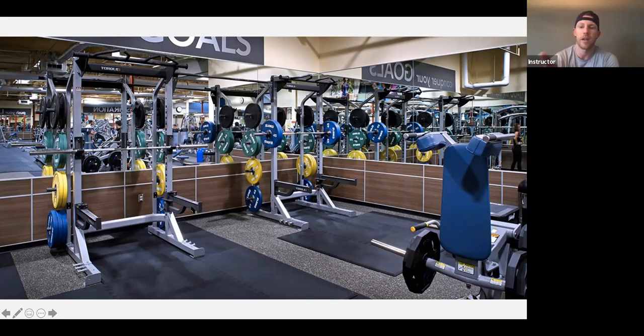Now, I know I said keep things that require a spotter away from mirrors, but if you've been to a 24 Hour Fitness, you realize mirrors are everywhere. So how do you do that? Otherwise, you know, it's a suggestion. I don't know if you're going to get fined or anything like that.